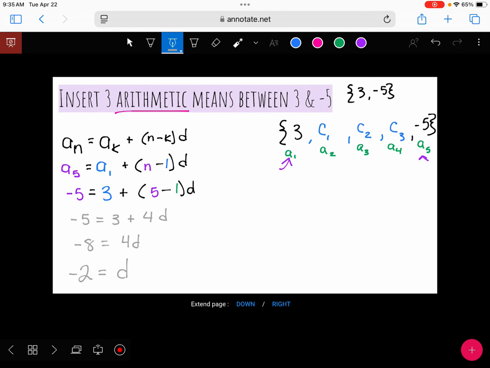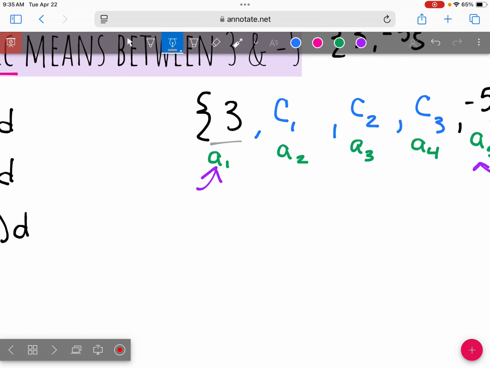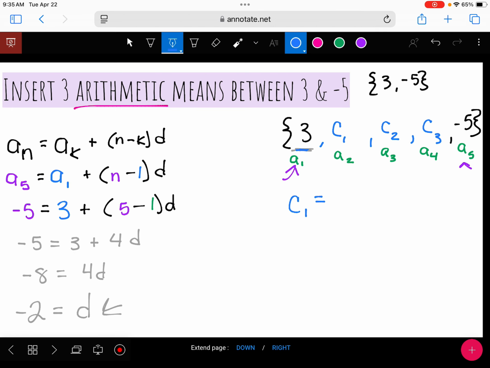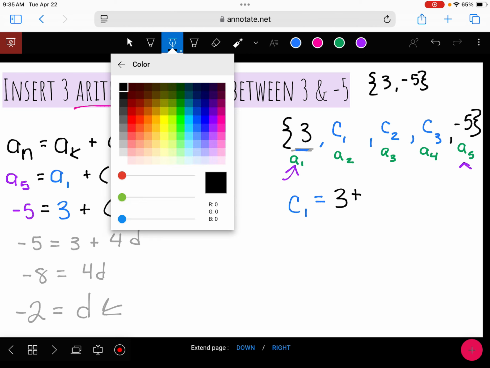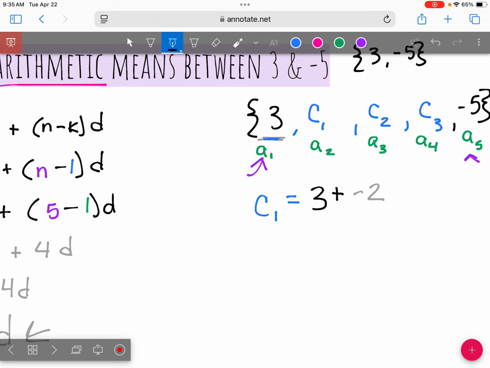But then I need to figure out these values in the middle. So this is how it's changing each time. So if I know that my first term is 3, what's my second term? What is C sub 1 or A sub 2? What's my next piece? Because we take our 3 plus that common difference, our common difference of -2. That's a plus. So that would be 1. So C sub 1 is 1.